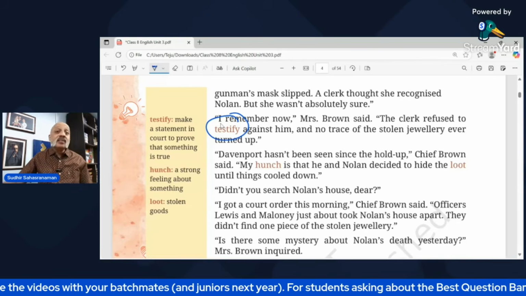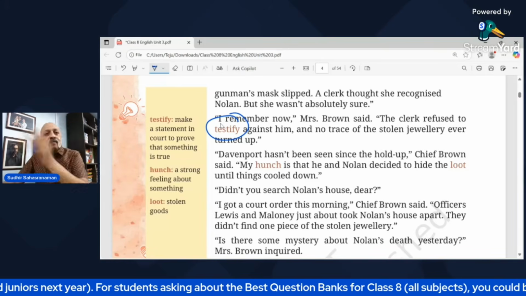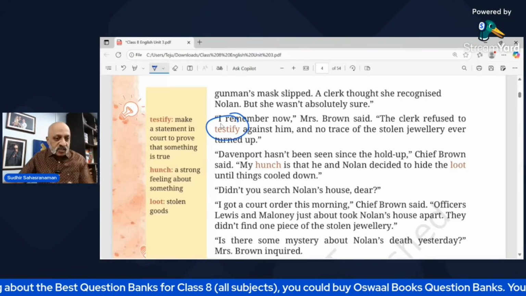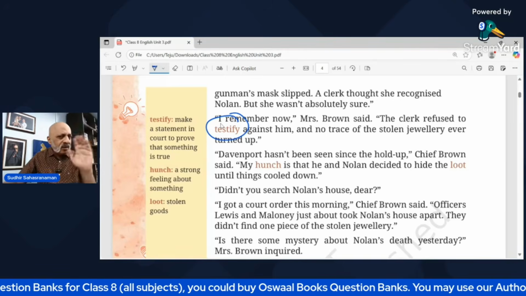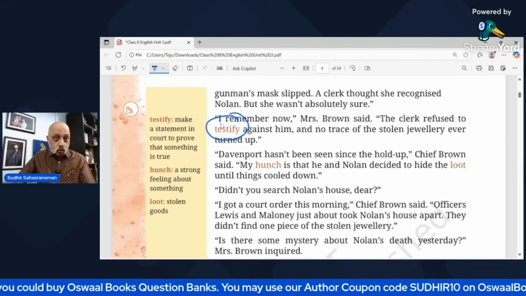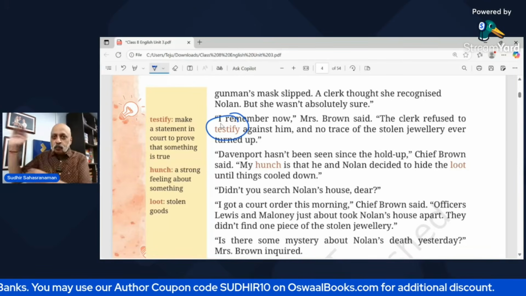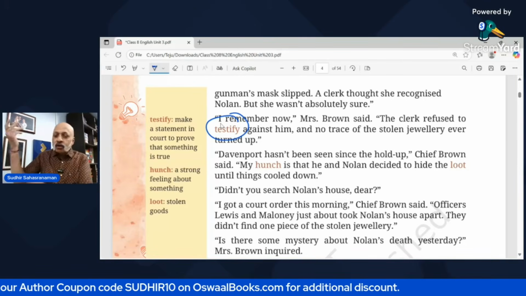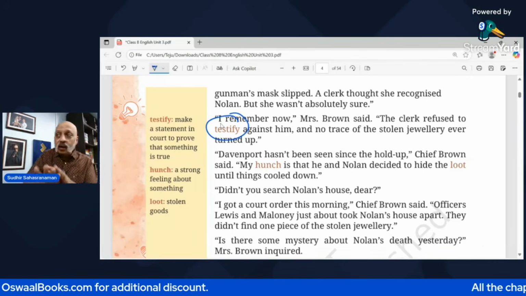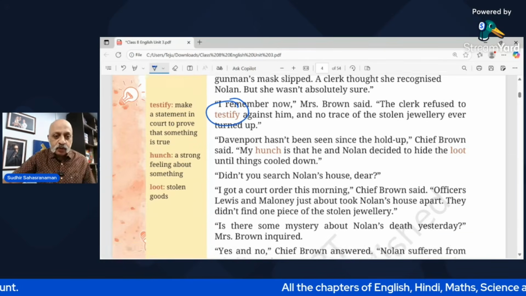Davenport hasn't been seen since the holdup. Since that particular loot 5 years ago, Davenport has been missing. He has not been found. Okay, my hunch means a strong feeling. I feel, right, that he and Nolan decided to hide the loot, the stolen diamonds, until things cool down. Until the police decide that this case cannot be solved. Let's close the case or let's forget about it. Till then, both of them will just lie low, move in another direction so that they don't arouse any suspicion.